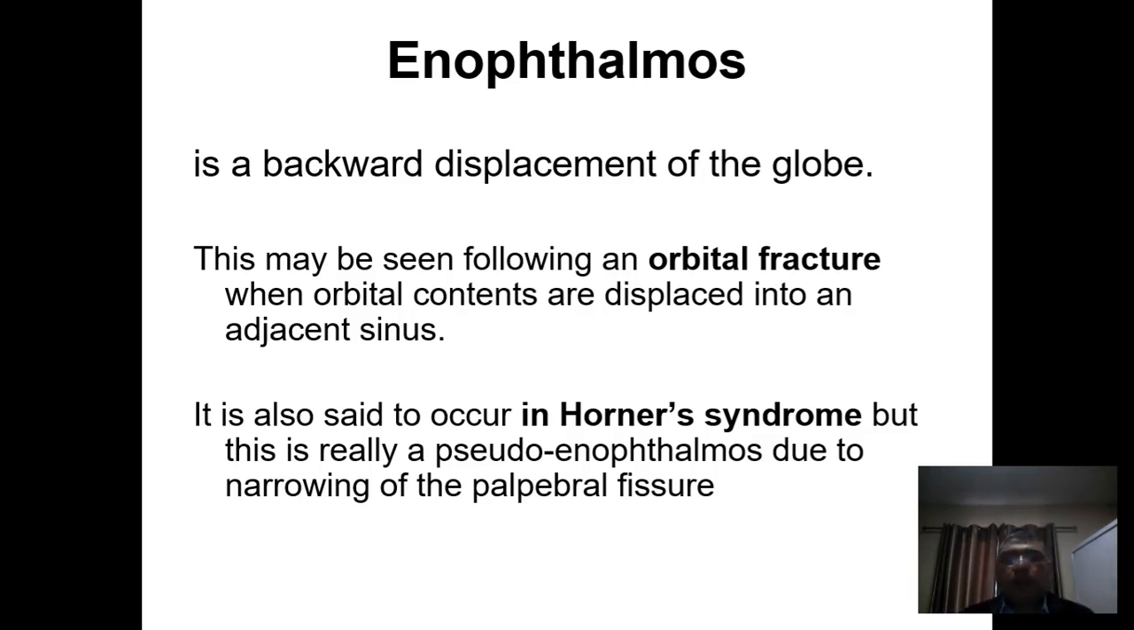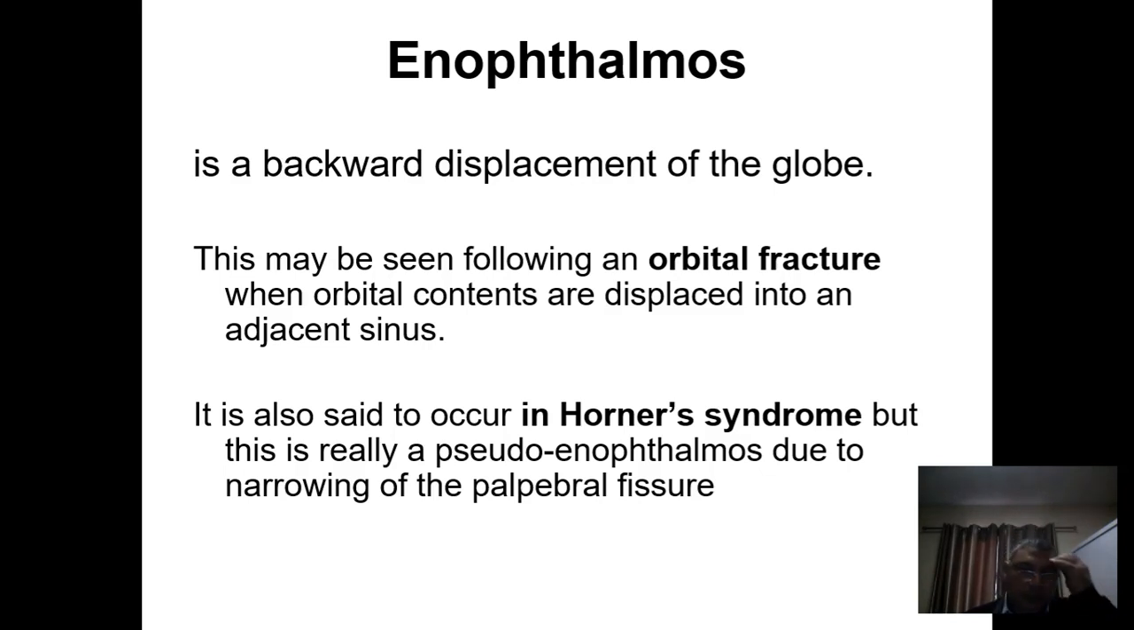The second orbital sign that we may see is enophthalmos, which is backward displacement of the globe. Usually this may follow orbital fracture, where the orbital contents will be displaced through the fracture in the walls of the orbit. For example, if there is a fracture in the floor of the orbit, the content of the orbit will go through to the maxillary sinus, and the globe will be retracted in the orbit, producing enophthalmos.